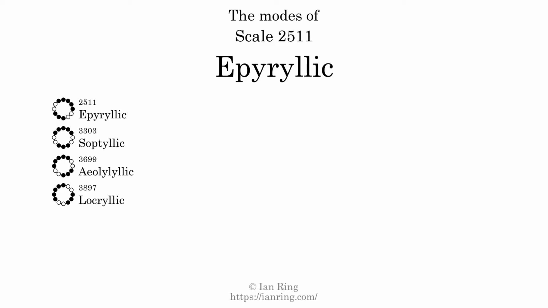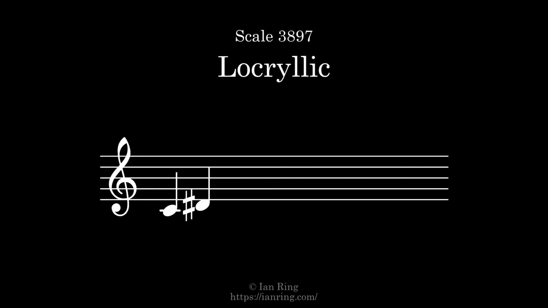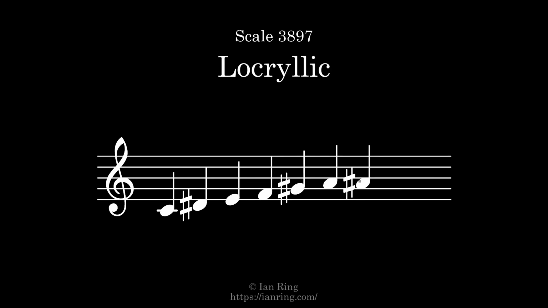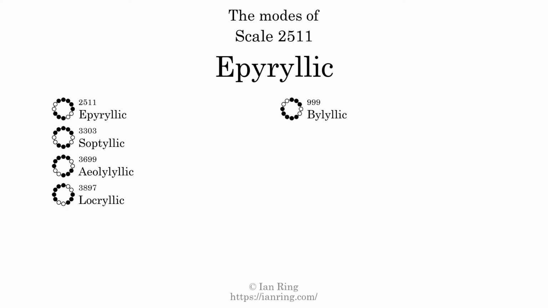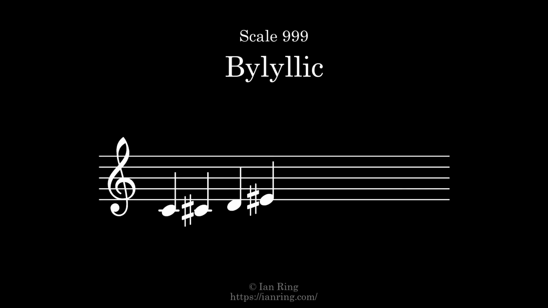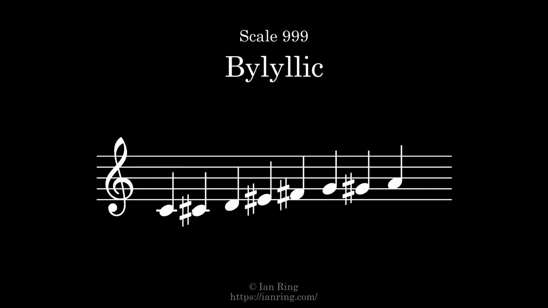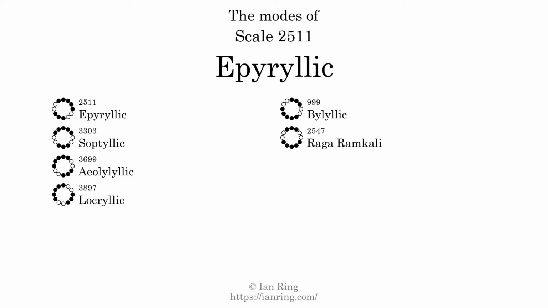The fourth mode is scale 3897, also known as Epyryllic. It sounds like this. The fifth mode is scale 999, also known as Epyryllic. It sounds like this. The sixth mode is scale 2547, also known as Raga Ramkali. It sounds like this.